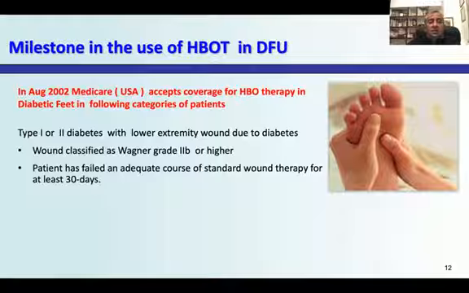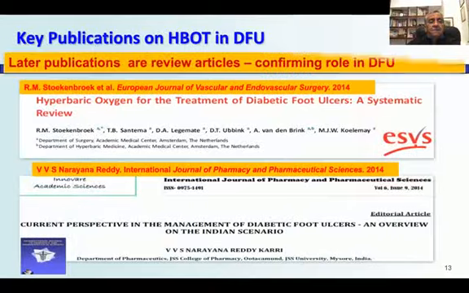These were being reimbursed by Medicare in the US, and this was a landmark event in the use of hyperbaric oxygen in diabetic foot ulcers. A lot of publications have then come out, and you'll find a review article every few weeks, months in different journals in different parts of the world. And these are now review articles because the role of hyperbaric oxygen is now well accepted globally.